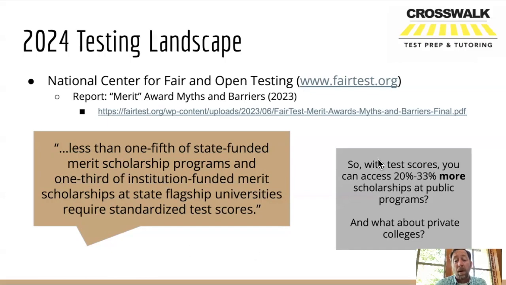However, this is my response to their argument. While I am a proponent of test optional, don't get me wrong, I look at this report and I say, well, wait a second. You're saying that 20 to 30% more scholarships go to students who submit scores? I mean, that's good math, right? 1/5 to 1/3, greater chance of getting a scholarship. And what this report doesn't convince me of is what happens at the private colleges. Both of these points here are about state-funded merit scholarships or institution-funded at state flagships. But what about private colleges?